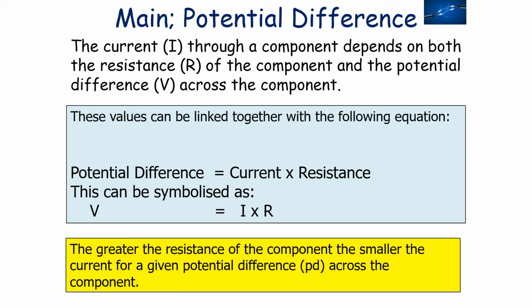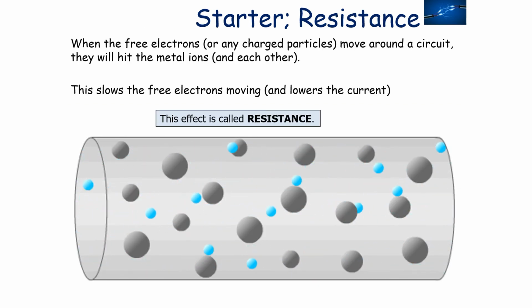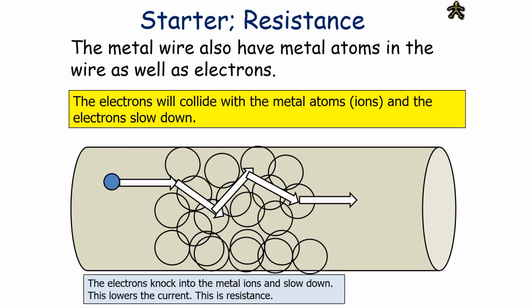The greater the resistance of the component, the smaller the current for a given potential difference across the component. The lower the resistance of the component, the higher the current for a given potential difference across the component. Now when the free electrons move around the circuit, they will hit those metal ions and that will slow the electrons down. This effect is resistance. So the electrons colliding with the metal ions will slow them down.